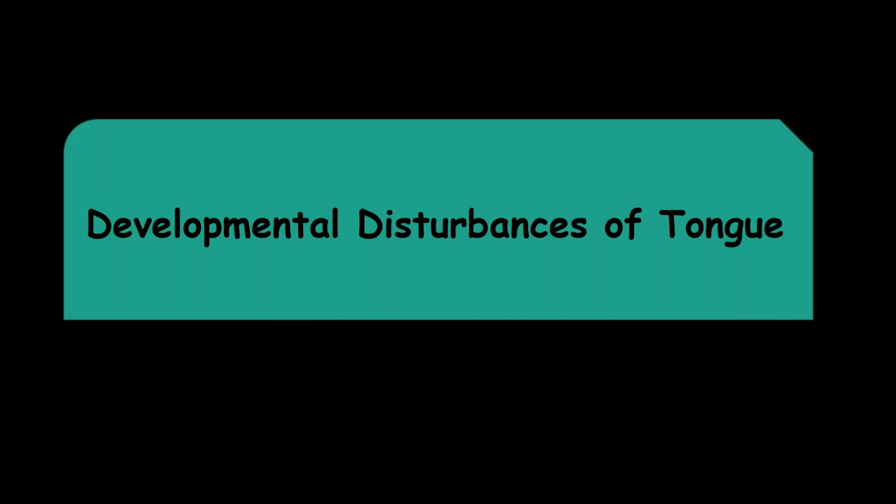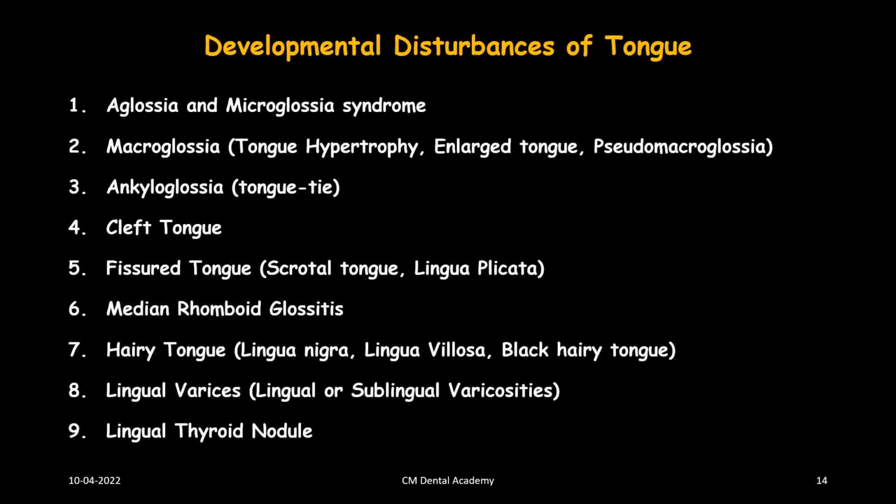Now we can discuss the developmental disturbances of the tongue. I would like to brief you all about developmental disturbances of the tongue under the following headings: aglossia and microglossia syndrome, macroglossia, ankyloglossia, cleft tongue, fissured tongue, median rhomboid glossitis, hairy tongue, lingual varices, lingual thyroid nodule. We'll be dealing with each condition separately.